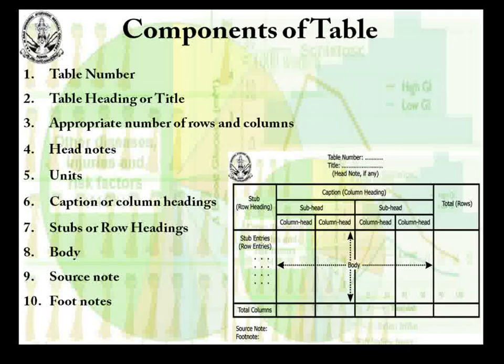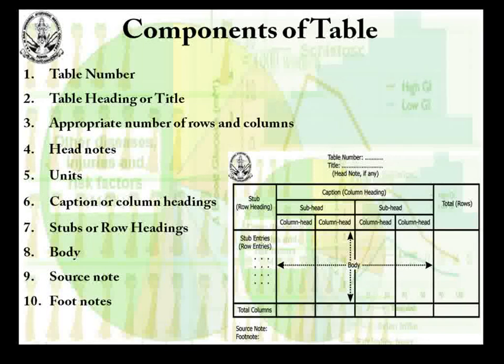Then units, if they must be described. In scientific presentation, units should be clearly written. It is usually written in place of head notes just below headings. But in case of different units, it should be stated at the top of the respective columns. Then come caption or column headings. At the top of each column, a heading should be given to explain the figures. It is called the caption.